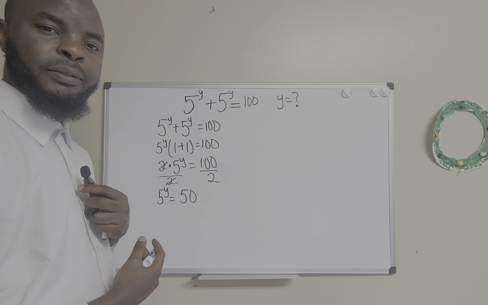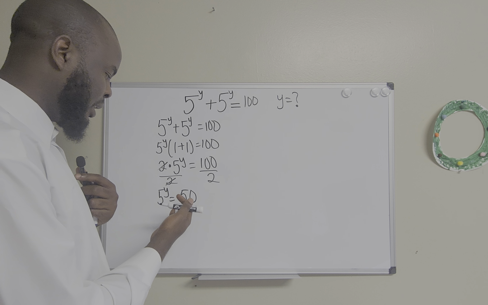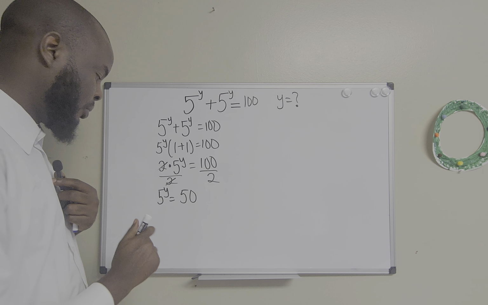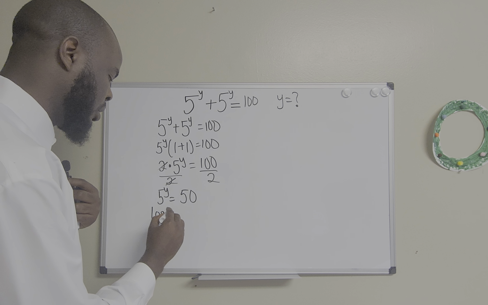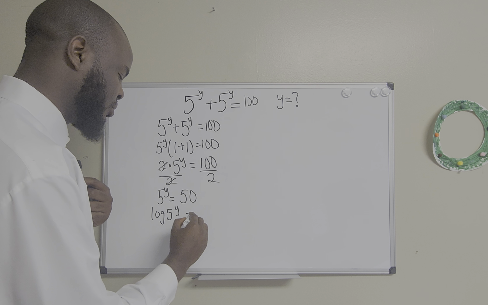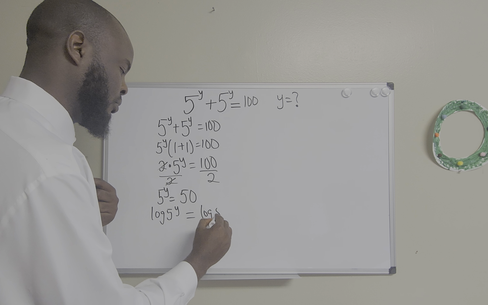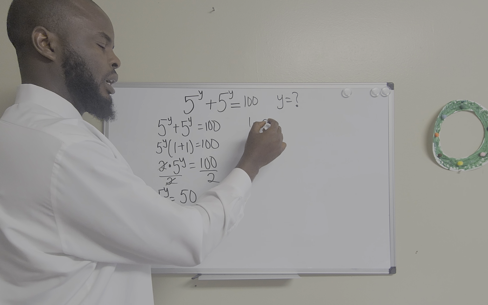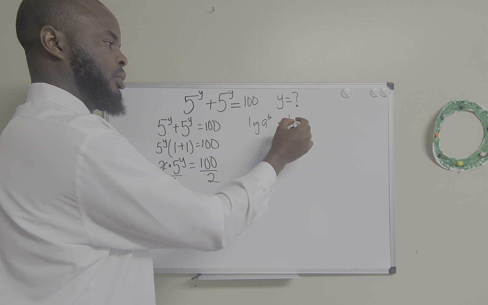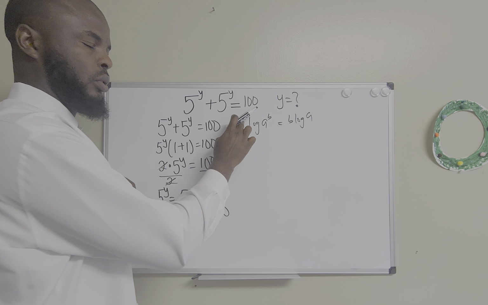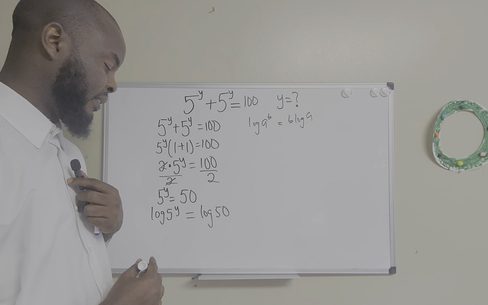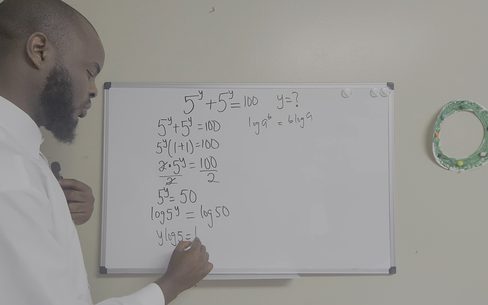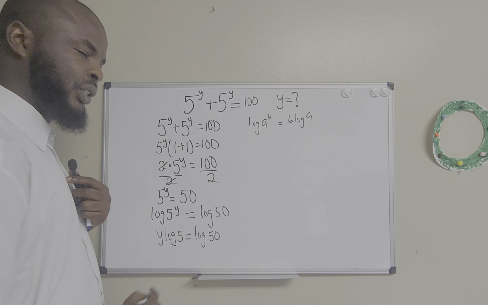Now, this looks very interesting. What is going to be the value of y to give us 50? To get this, we can use the logarithm approach. So we apply log to both sides. Log 5 to the power of y equals log 50. Remember the law of logarithm that says that when you have log a to the power of b, this is going to be b log a. You're going to move this behind. So this is what we're going to apply right here. So here I'm going to have y log 5 equals log 50.